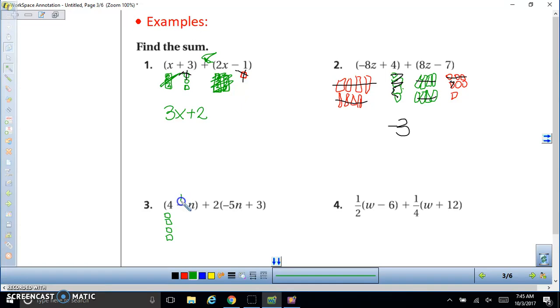We have a negative n, so I need 1 negative. Make sure you're keeping track of signs. This is an easy mistake I see. And then we have two sets of negative 5.